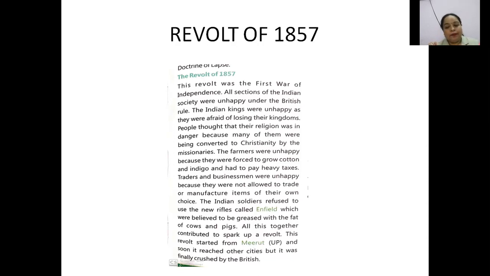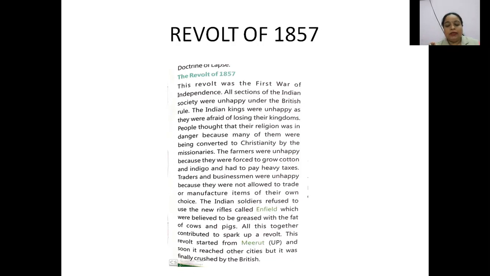So what happened? This was not being liked, because Hindus considered the cow as sacred, as God. So meat of the cow cannot be put into mouth. And what happened to Muslims? The Muslim people also consider pig as impure, so that fat can also not be put into mouth. So both the Hindus and the Muslims said that we will not open that cartridge, and we will not use that Enfield gun. We will not use that particular gun.